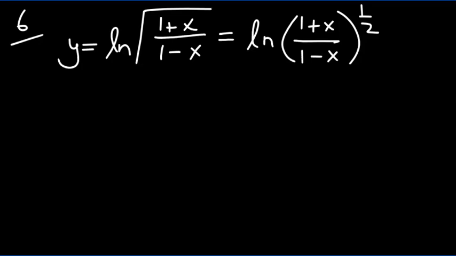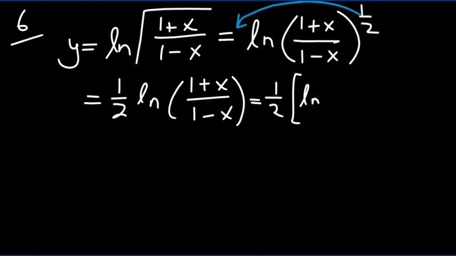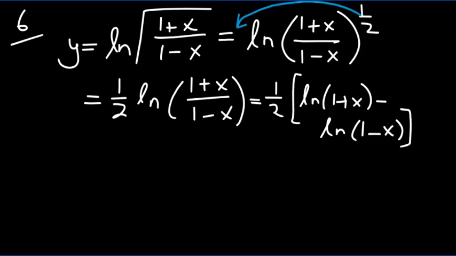Note, this half can be taken down in front of the natural log, which will give us half natural log of 1 plus x over 1 minus x, which can further be broken up into two natural logarithms. The first one is natural log of 1 plus x minus natural log of 1 minus x. Let's do one by one. So there are two terms right there.